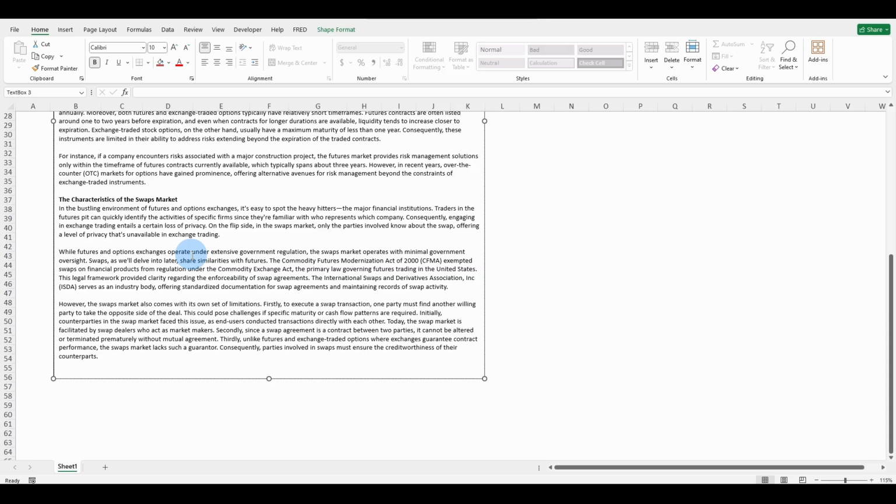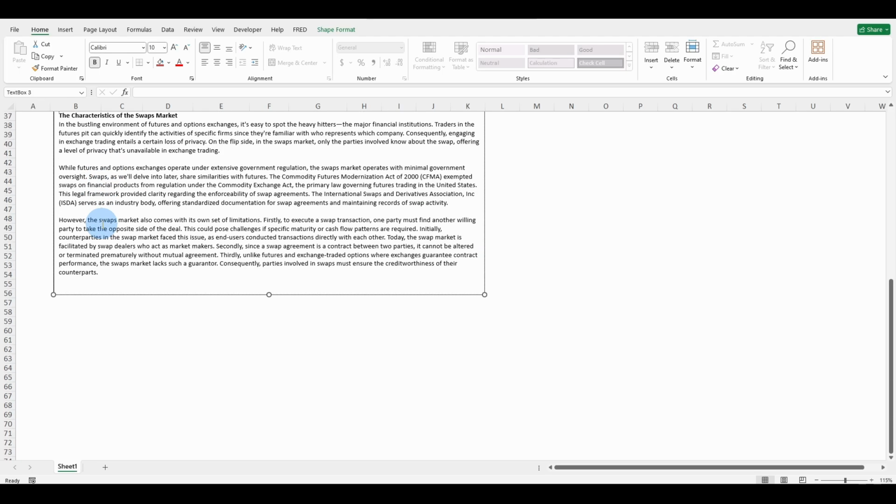On the flip side, in the swap market, only the parties involved know about the swap, offering a level of privacy that's unavailable in exchange trading. While futures and option exchanges operate under extensive government regulation, the swap market operates with minimal government oversight. Swaps, as we'll delve into later, share similarities with futures.